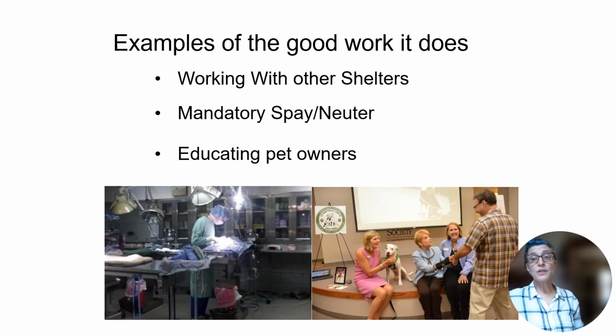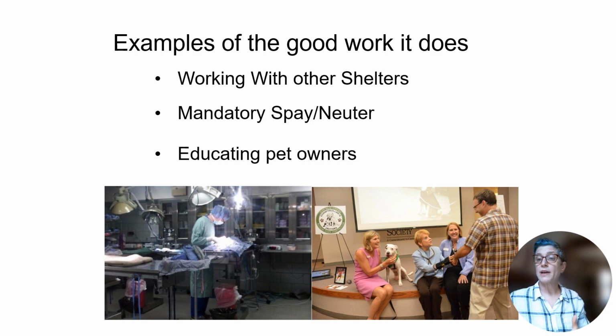This is just another really good example of a clean PowerPoint slide with text and images that don't overlap, and the text is concise and in phrases, not full sentences. So let's imagine what the speaker of this slide said when they delivered this speech. Well, they said, here are some examples of how the shelter does good work in the community. First, they work with other shelters. PAWS, I'll just say that for an example.